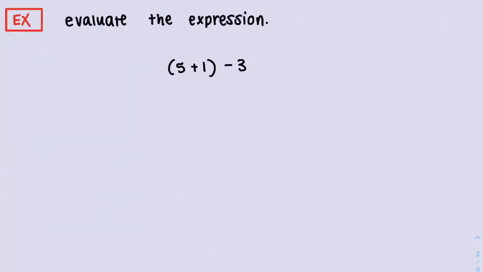So here's our example. The first thing I always do is write PEMDAS in the corner because it reminds me of things I have to look for. I can see that the P comes first, which means that I have to look for parentheses. Because this equation has a set of parentheses, we are going to do what is inside the parentheses first. So 5 plus 1 is going to equal 6.